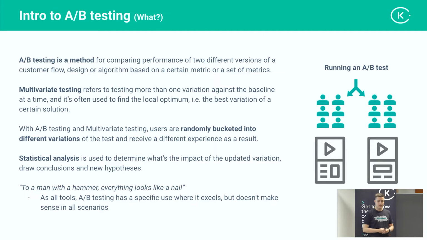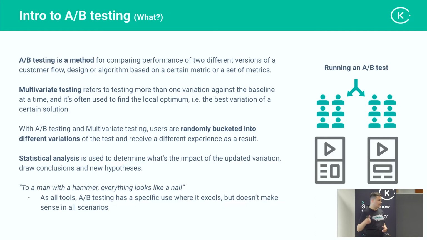With both of these methods of testing, users are randomly bucketed into each of the variations, and they don't actually know that they're in an A/B test. And then once we do that, we use statistical analysis, various forms of it, which I'm going to talk about later, to actually draw some conclusions of what's happening.